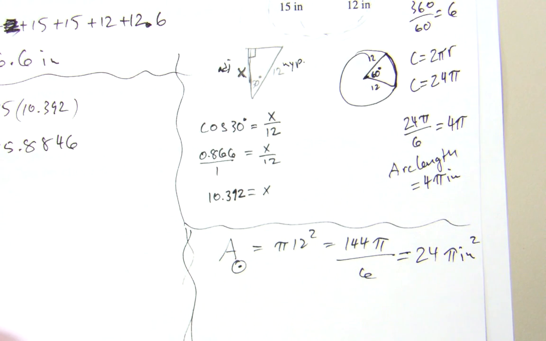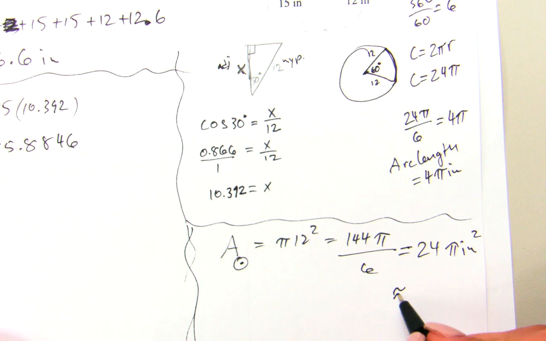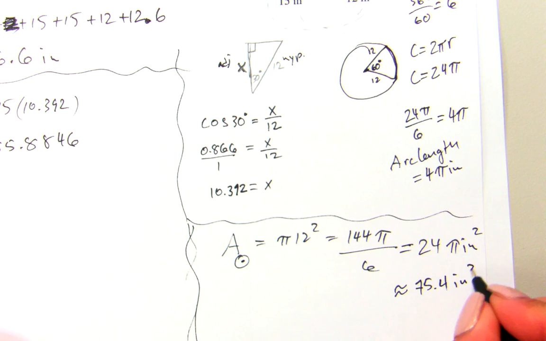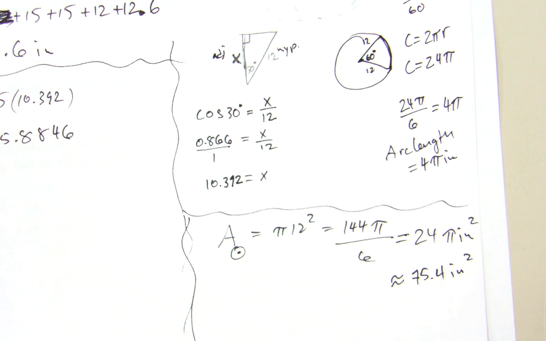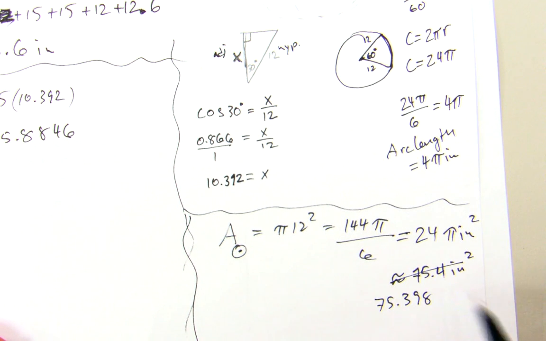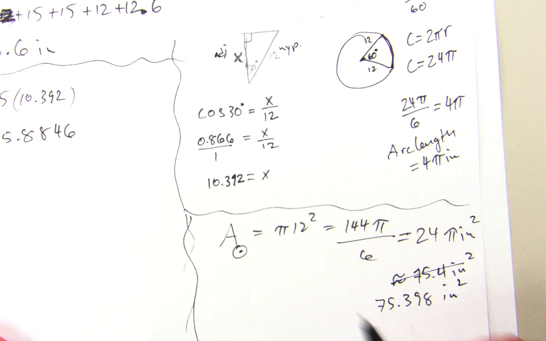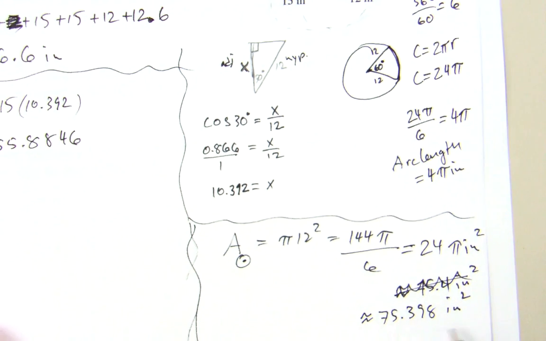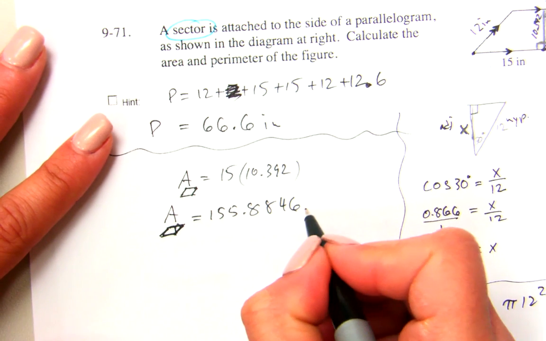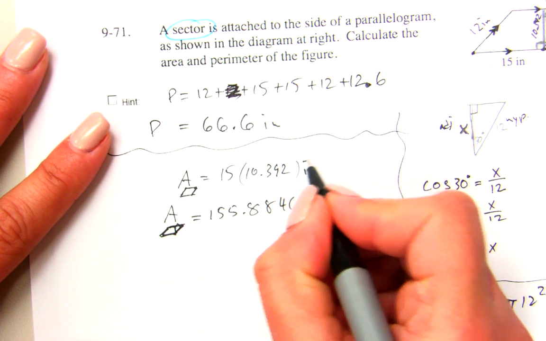And 24 times pi is just around 75.4 inches squared. Actually, more like 75.398. Okay, that's better. Inches squared. So the area of this slice of pizza is 75.398 inches squared. The area of the parallelogram is 155.8846 inches squared, because we're still in inches squared.